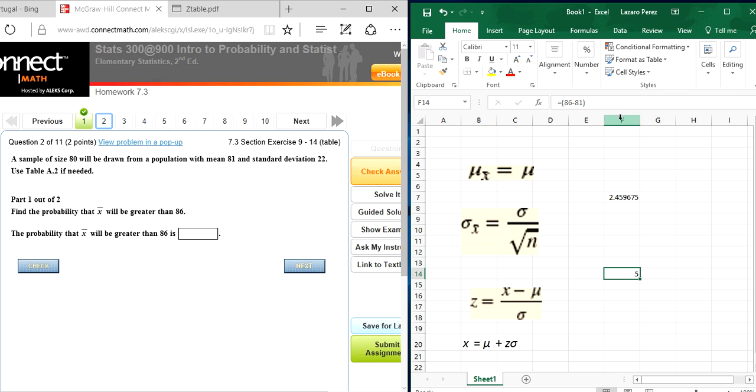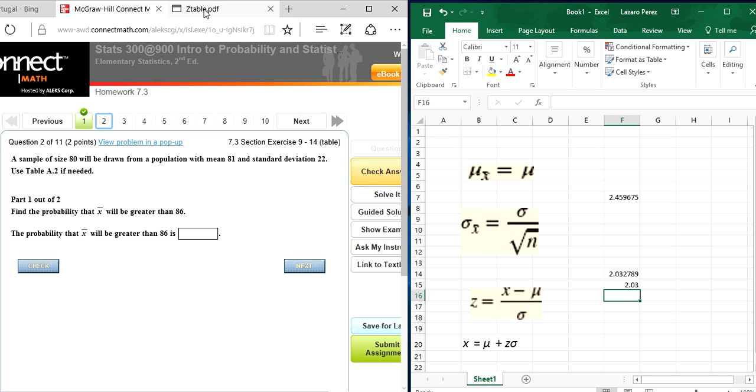Oops, we've got to divide. All right, so this is our standard deviation. Excuse me, this is our z-score. Z-scores always round to two decimals, so that will be 2.03. And they want to find the probability that is greater than this.